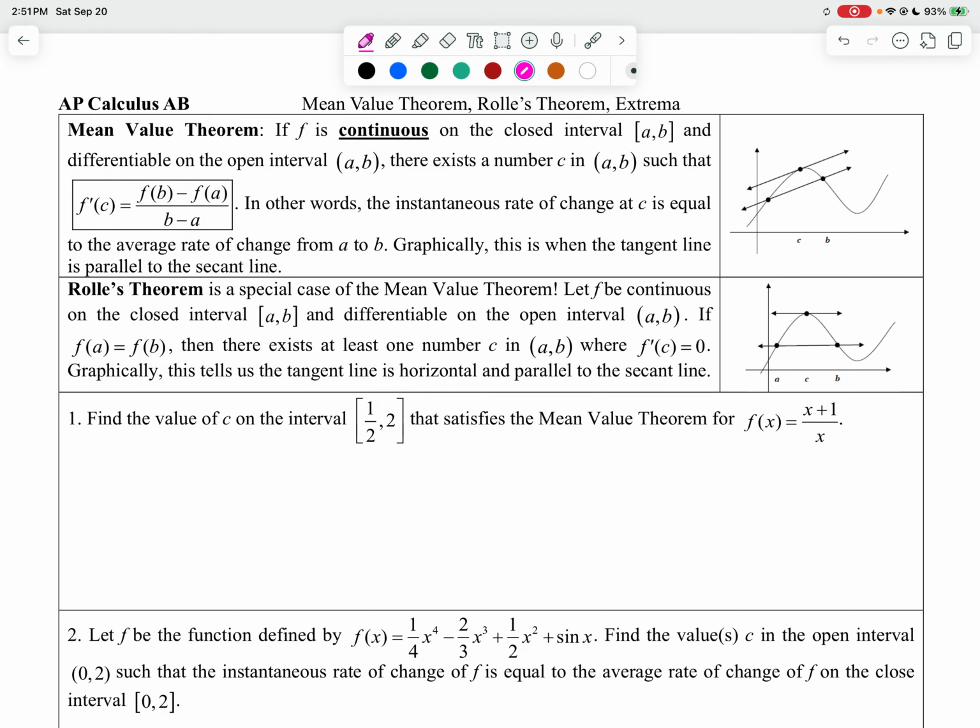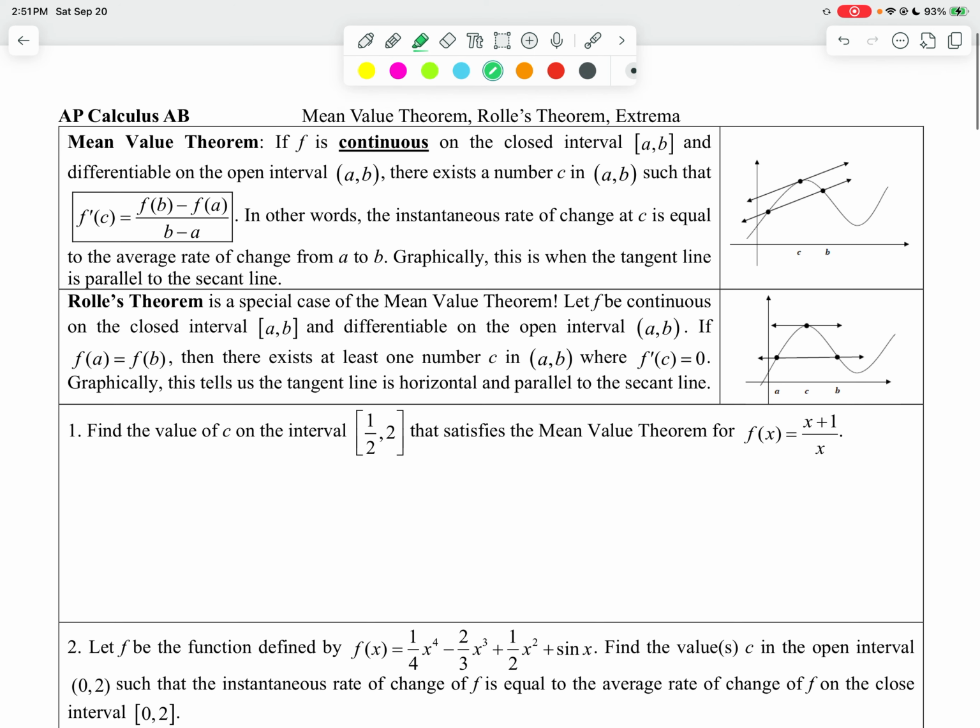Alrighty, in this video we are going to be talking about the mean value theorem and Rolle's theorem. We haven't talked about the mean value theorem as a definition in class, but we've done these types of problems where I ask you guys to find out when the average rate of change is equal to the instantaneous rate of change. We actually have a definition for that, aka the mean value theorem.